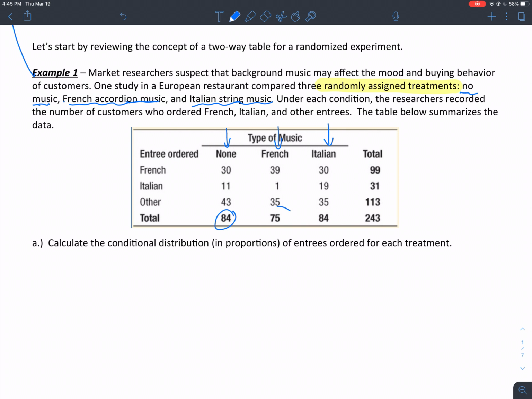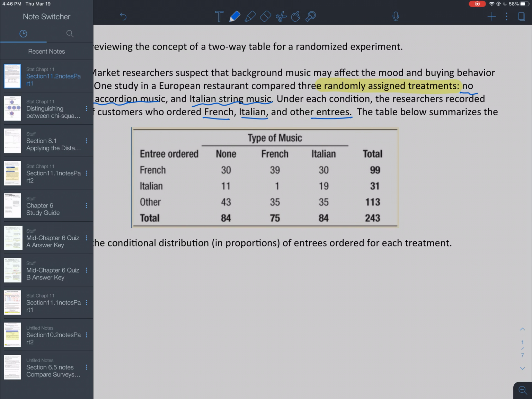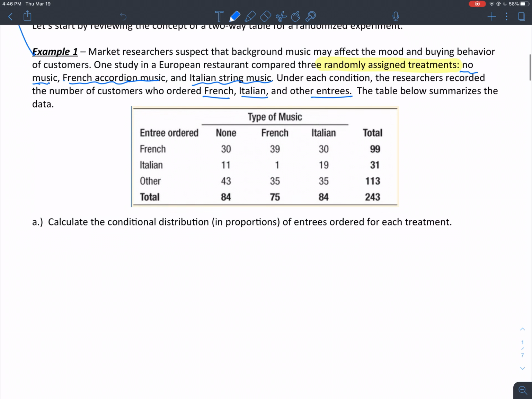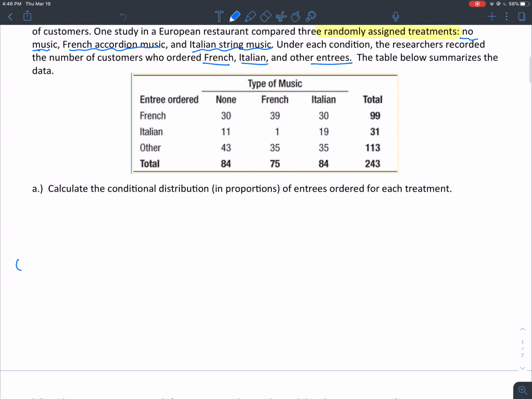So in each group, there were this many entrees ordered for each group. Okay? All right. Under each condition, the researchers recorded the number of customers who ordered French, Italian, and other entrees. So again, entree ordered. I'm going to draw the picture equivalent to this picture so that you get the idea. Okay, the picture that's equivalent to this picture. And so what we have there is this.